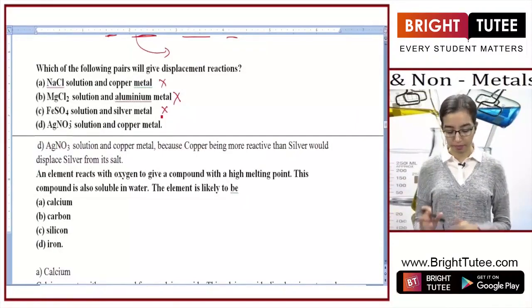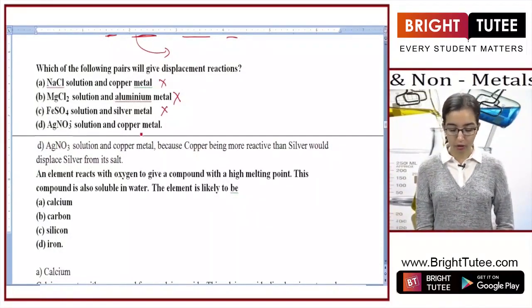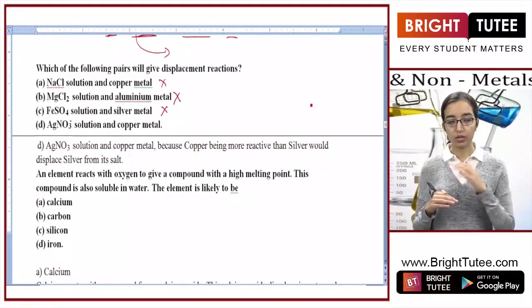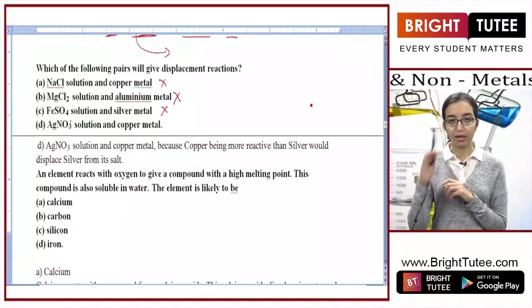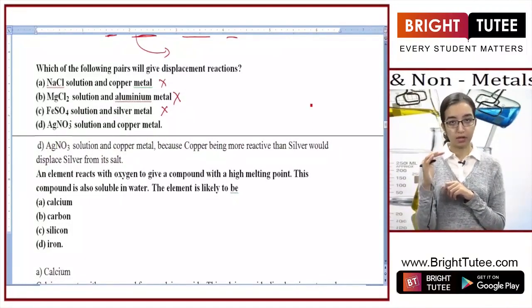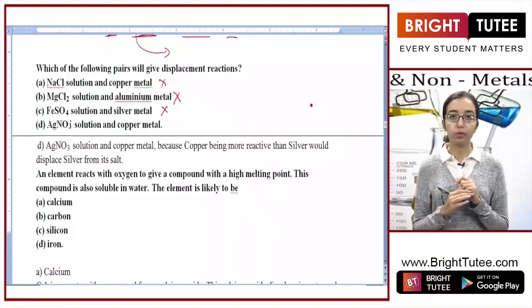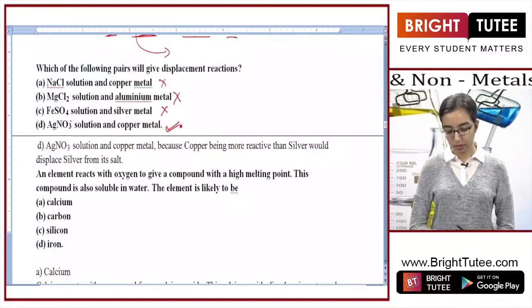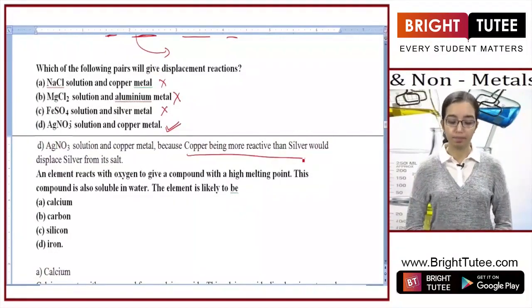But AgNO3 and copper metal, now silver is extremely down near gold and platinum and mercury, so silver is a lower reactive metal, and copper lies above it in the reactivity series. That is why it would be able to displace it. So this is the only case in which displacement reaction would occur, because copper is more reactive than silver.